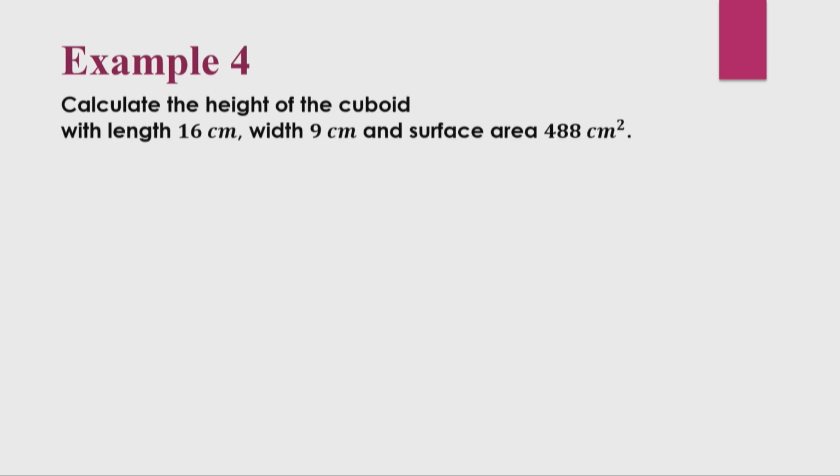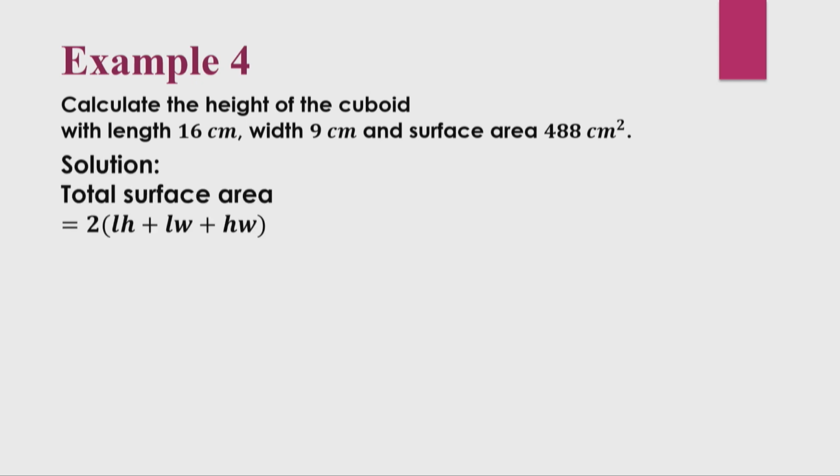Example 4. Calculate the height of the cuboid with the length 16 centimeters, width 9 centimeters, and surface area 488 centimeters square. The total surface area is 2 into (LH + LW + HW). Equating this and substituting the respective values, we get 2 into (16 multiplied by h + 16 multiplied by 9 + h multiplied by 9) is equal to 488.